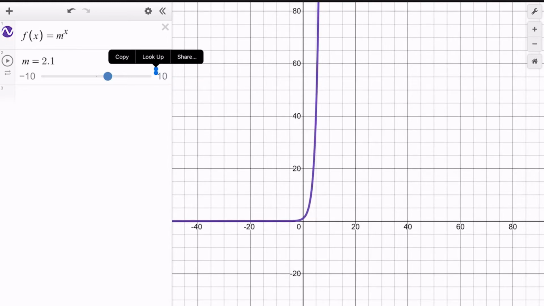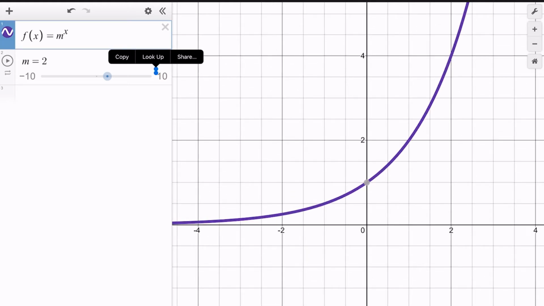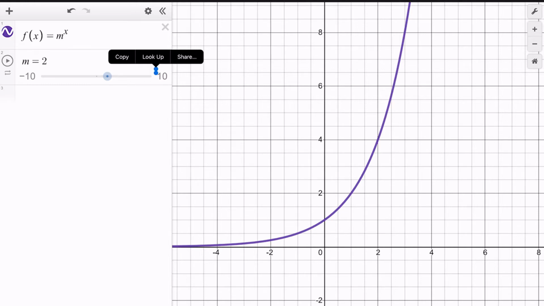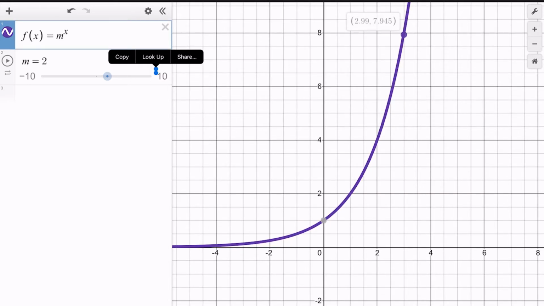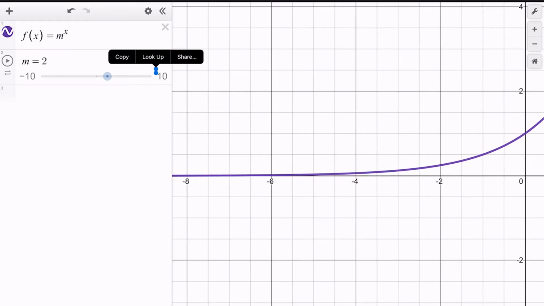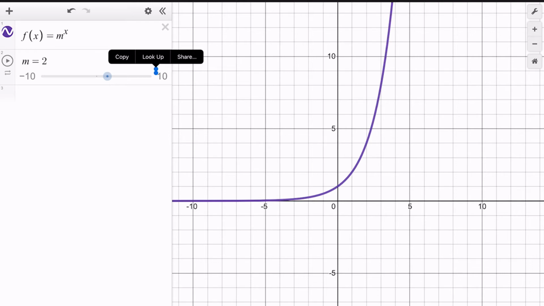That's our graph, the one we just did by hand. Let's zoom into the area where it's interesting. There's our 0, 1. When x was 2, we had a value of 4, as you can see over there. When x was 3, we had a value of 8, up here. And as we go for negative values, we get closer and closer to the x-axis, but never touching it, so it is an asymptote.